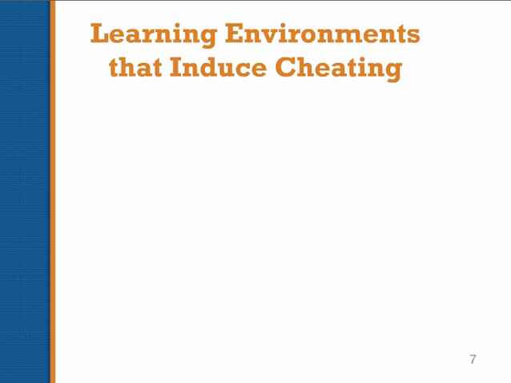So here's the sort of overview slide, the learning environments that tend to induce cheating. Like I said, very briefly through these, and then we'll go into more detail on the first three. So the first one is extrinsic motivation, and we know that we can roughly divide students' interests or motivation in our courses to extrinsic or intrinsic.